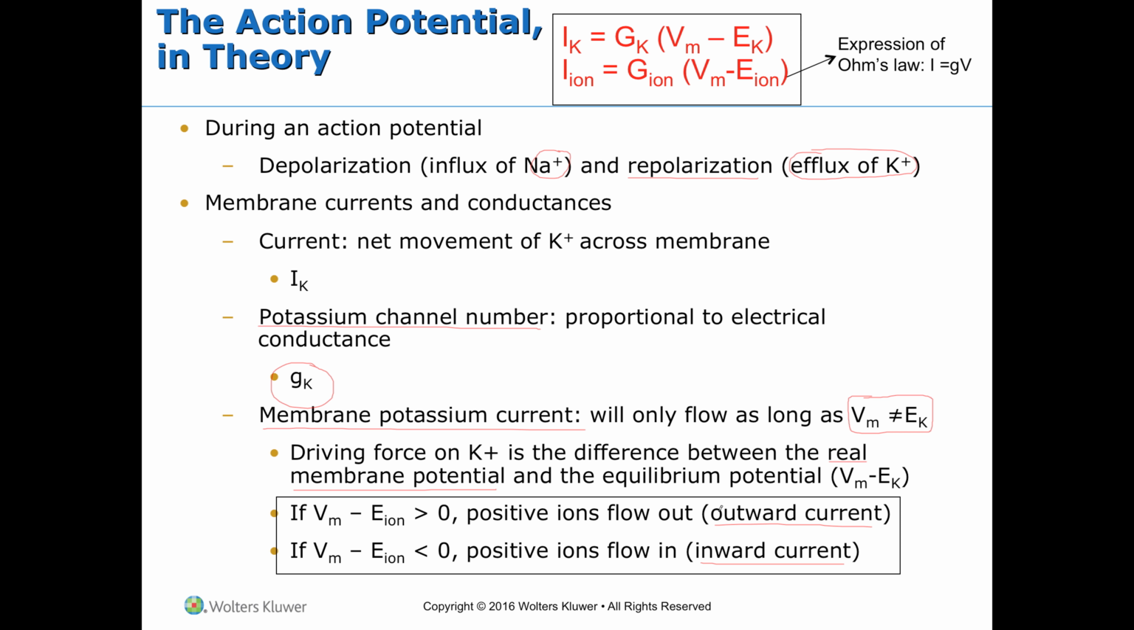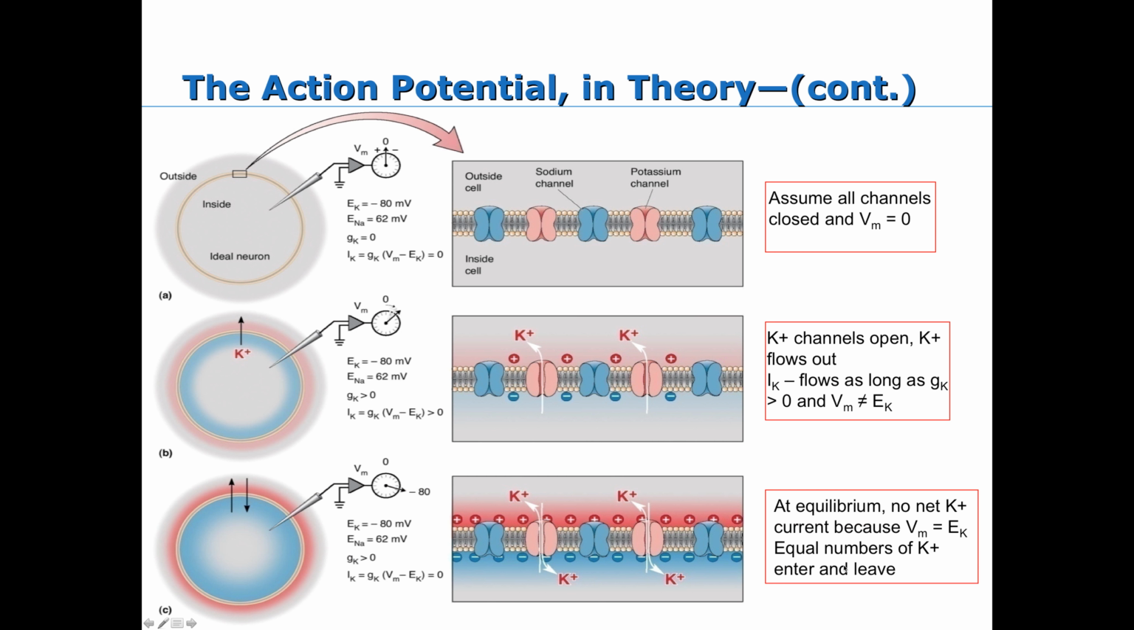Now, in the case of sodium, let's say negative 65 millivolts is our Vm, our resting membrane potential. Subtract from that the equilibrium potential of sodium, which is roughly 60 millivolts. Negative 65 minus 60 millivolts is going to be equal to negative 125 millivolts. That is indeed less than 0. Positive ions flow in through an inward current, and that's what we see in the real world looking at potassium and sodium ions and their current flows.